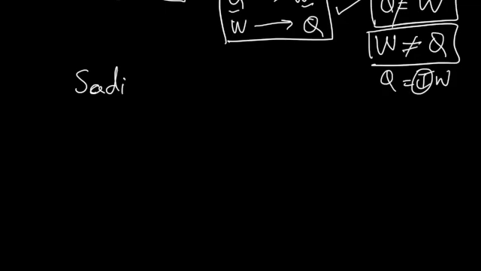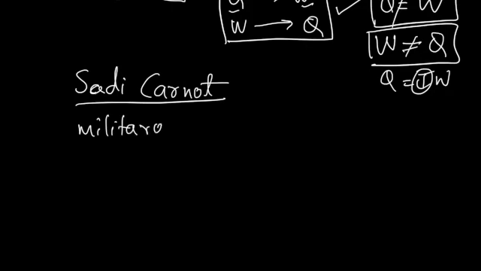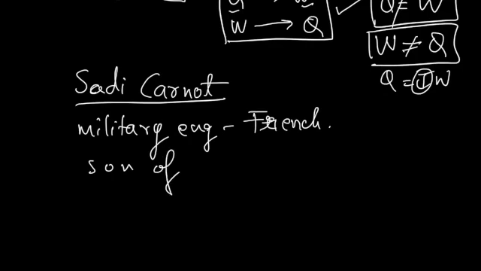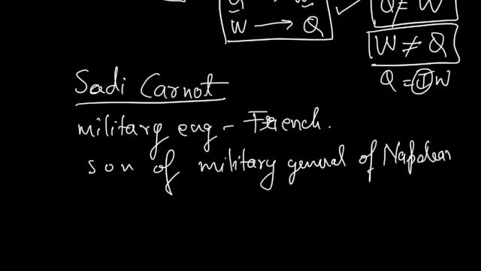One such person who tried to improve the efficiency of steam engines was Sadi Carnot. He was a French military engineer, the son of a military general of Napoleon. And what Sadi Carnot did through his work, he was interested in improving the efficiency of steam engines. And why was he interested in that? Because he believed that doing that would help France win the Napoleonic Wars.